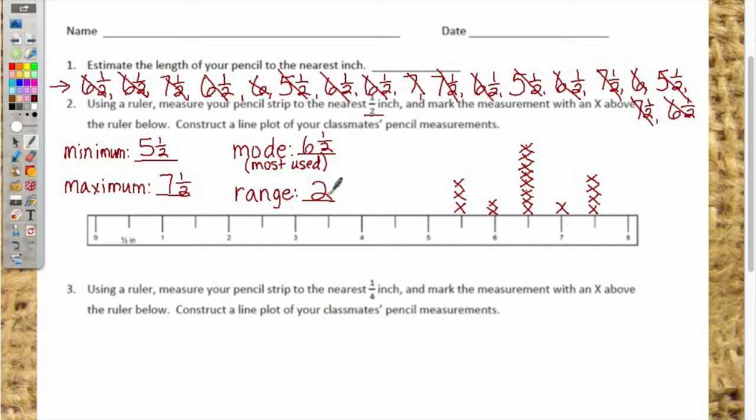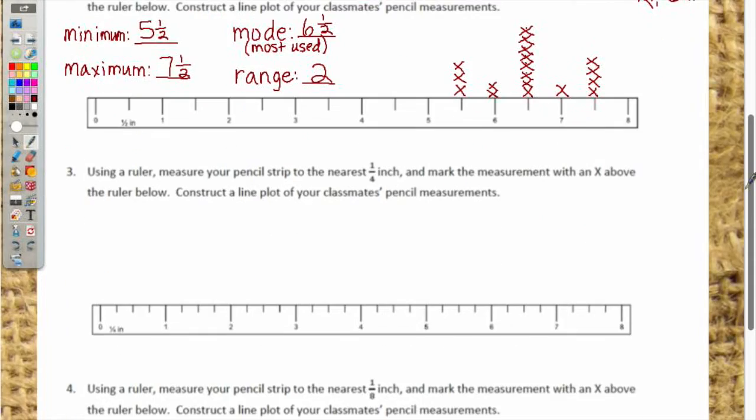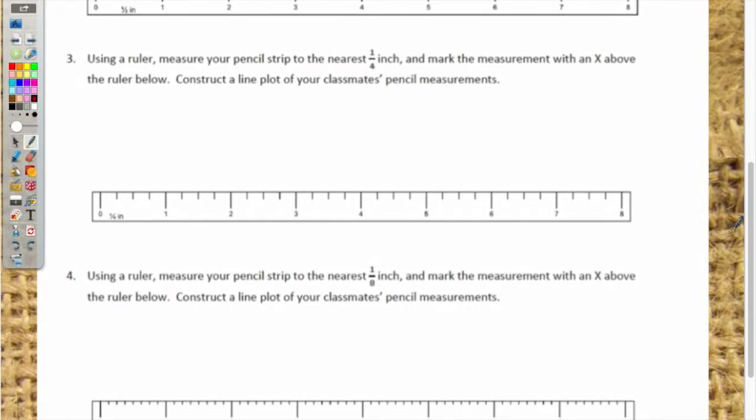So now that we've done nearest half inch, let's try nearest fourth inch. Now you're going to use the exact same pencil, exact same ruler, and you're going to measure to the nearest 1/4 inch. Before you do that, take a look at the ruler, the line plot they give us, and notice what I'm doing to my half-inch mark. Making it longer so that it sticks out from the 1/4.